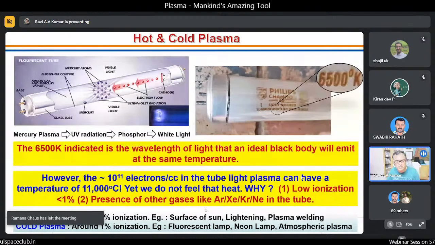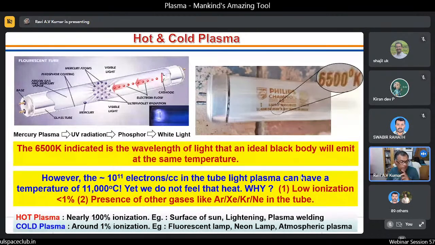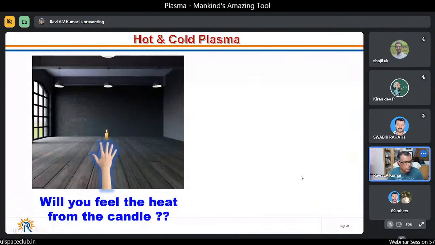So that is what differentiates a hot plasma from a cold plasma. In a hot plasma, the ionization is nearly 100%, and in a cold plasma, the ionization is maybe a few percent. That is all. The surface of the sun, lightning, plasma welding, everything uses very hot plasma. Cold plasma is like tube lights, neon lamps, atmospheric plasmas like the aurora. It's all cold plasma.